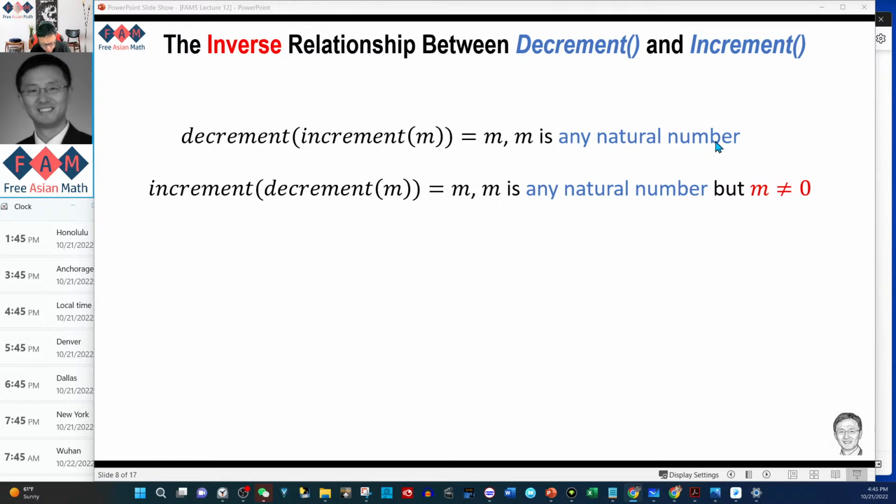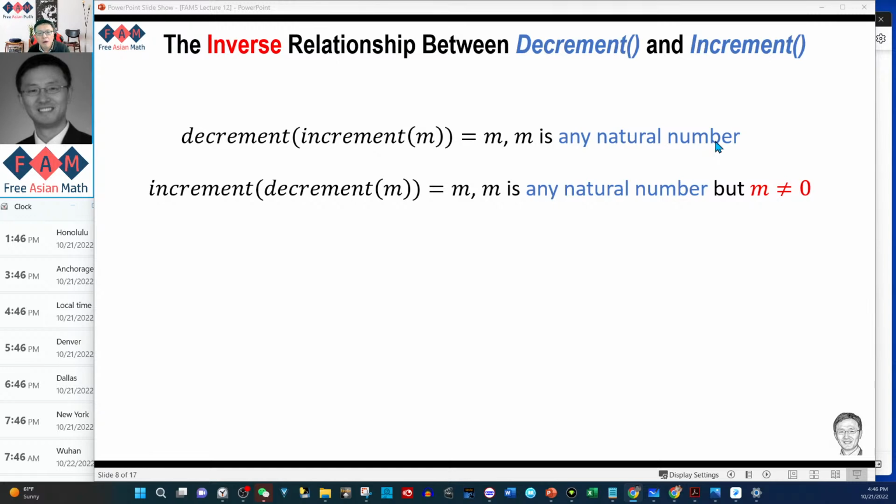On the other hand, if you reverse this order, almost the same, but if we do decrement first, then do increment, we have to be careful. M cannot be 0 because decrement on 0 is not well defined. So if you reverse this relationship, almost there, but there's a constraint. M cannot be 0. Otherwise, this doesn't make sense. It's not well defined. That's what we have with the little case increment decrement, this inverse relationship.